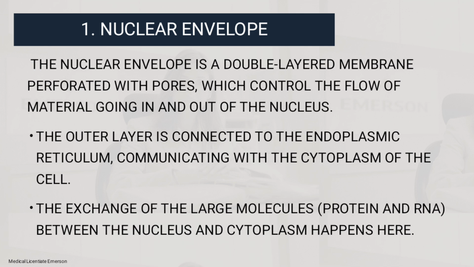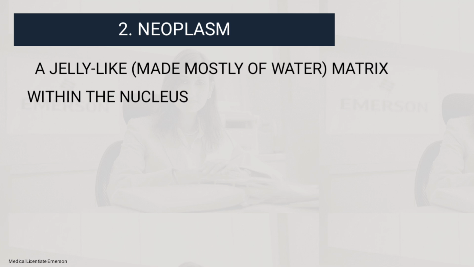Going further in terms of the nuclear envelope. The nuclear envelope is a double-layered membrane perforated with pores, which controls the flow of material going in and out of the nucleus. The outer layer is connected to the endoplasmic reticulum, communicating with the cytoplasm of the cell. The exchange of large molecules, such as protein and RNA, between the nucleus and the cytoplasm happens through the nuclear envelope.